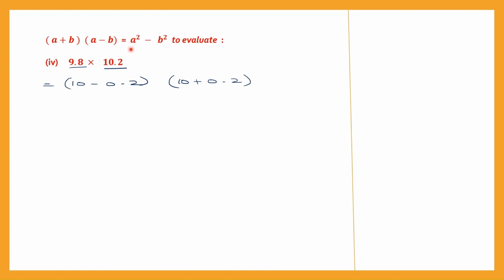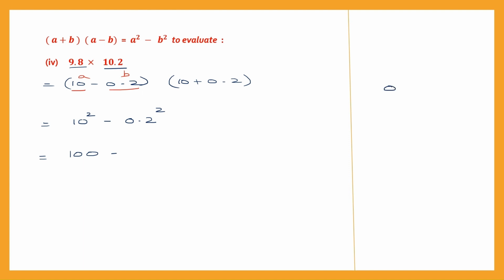So what is the answer? A square minus b square. And this is a and this is b. So a square means, what is a? 10, 10 square minus b square. And what is b? 0.2 square. So 10 square means 10 into 10, which is 100, minus 0.2 square means 0.2 into 0.2.